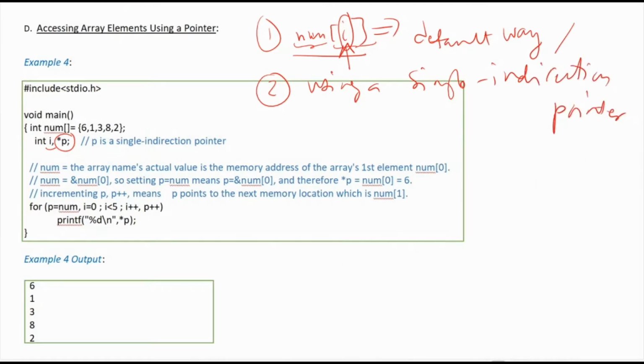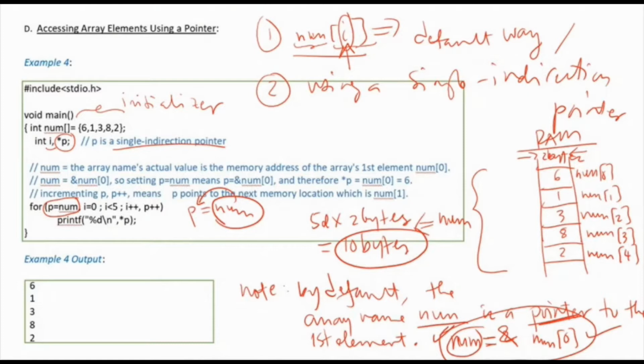And how do we do that? Say this is the RAM or the memory representation, and these are the elements of the array stored inside the RAM. The first element is 6, and that is referenced as num0. The second is 1, referenced as num1. The third is 3, referenced as num2. The fourth is 8, referenced as num3. And lastly, 2, referenced as num4. So the whole structure here, from num0 to num4, is the total allocation of array num.